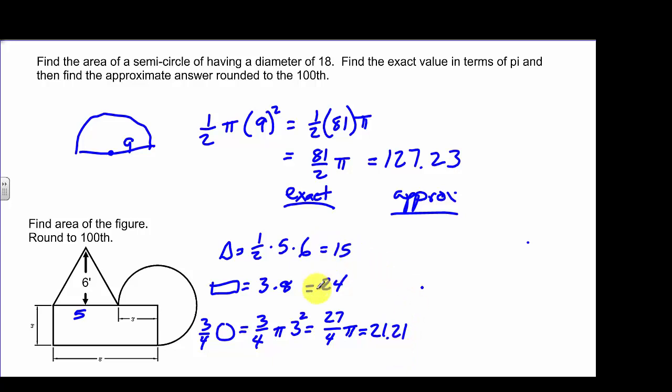I have 39, 40, 50, 60.21. So total area is 60.21 square centimeters. Or not square centimeters, square units.